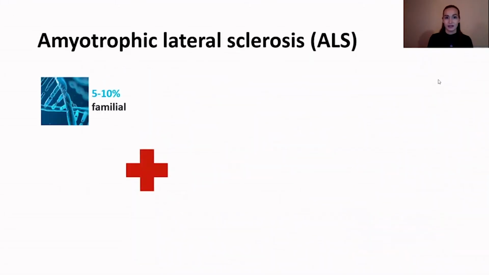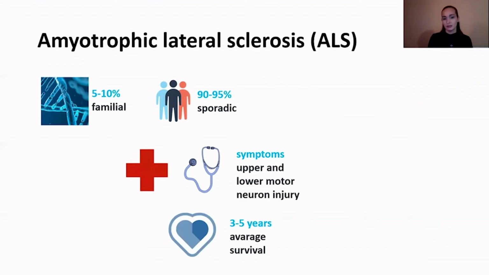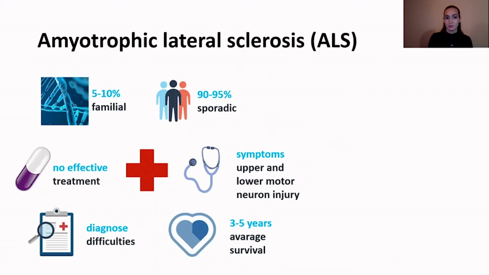ALS can be classified as familial or sporadic, depending on whether there is a family history of the disease. Degeneration of upper motor neurons in the brain cortex and lower motor neurons in the brainstem and spinal cord leads to weakness and paralysis. Because of the involvement of respiratory muscles, patients usually die within 3 to 5 years through respiratory failure. The diagnosis of ALS is difficult, and as I mentioned, there is no cure for ALS yet.